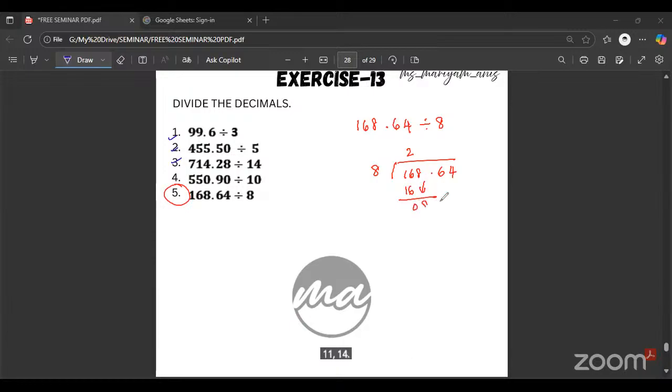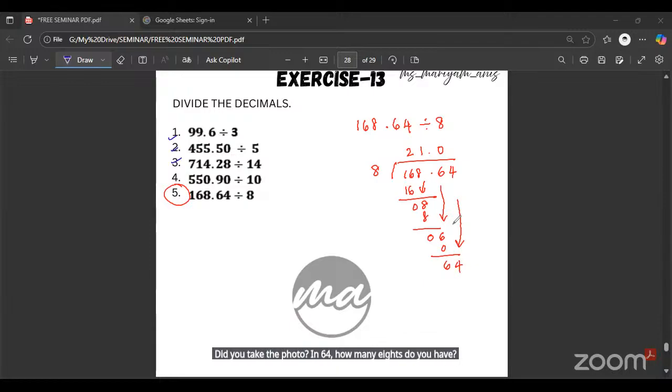Now take the next digit down. In 8, you have 1 eight. 8 into 1 is 8, so that's a 0 over there. You take down the 6. In 6, do you have any 8s? No, so you place a 0 over there. Then you take the 4 down. In 64, how many 8s do you have? 8 eights are 64. So your answer will be 21.08.